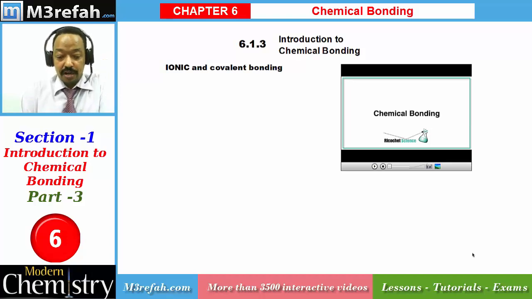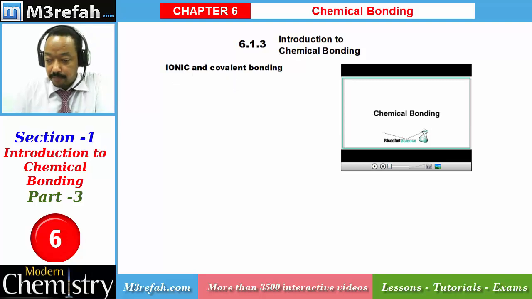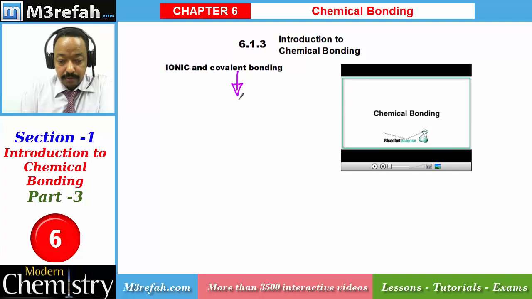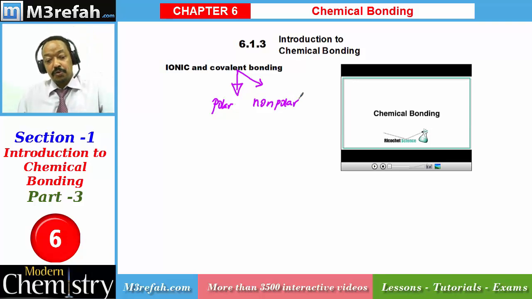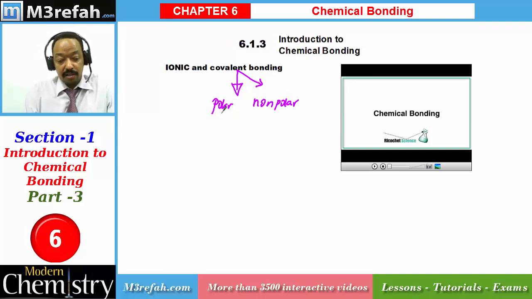Well, we have seen polar and non-polar. Whenever covalent compounds make sharing, the sharing may be polar or it can be non-polar. In other words, polarity of a molecule is caused by unequal sharing, and non-polarity of a molecule is by equal sharing.